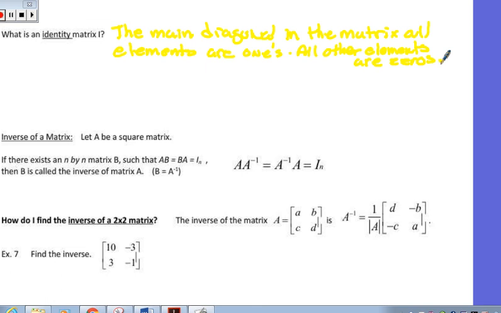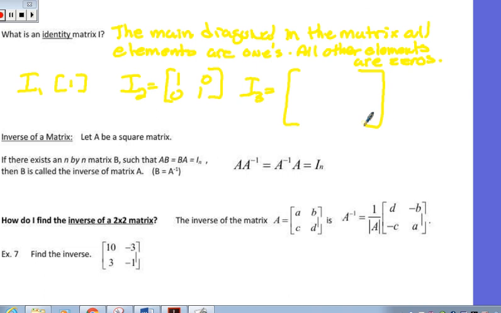Okay. So the identity matrix for a 1x1 would just be a 1. The identity matrix for a 2x2, the 1s are going down the main diagonal, everything else is 0. An identity matrix for a 3x3, again we have 1s running down the main diagonal and then 0s sitting everywhere else. Alright, so let's talk about inverses of a matrix.